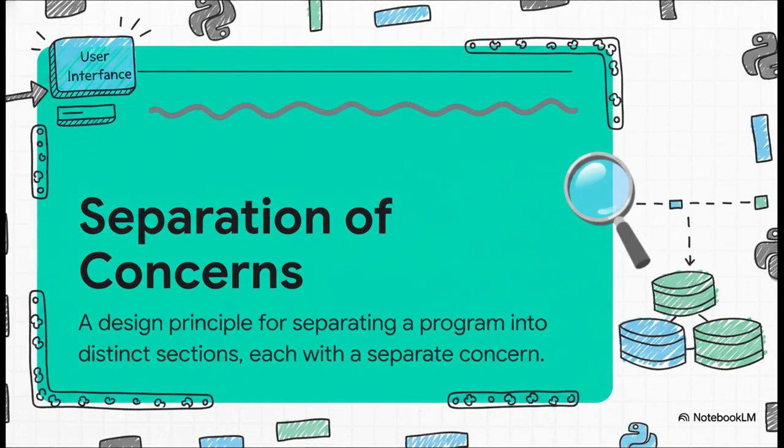Now, this whole approach is based on a core software design principle called separation of concerns. And all that really means is that each part of the program has its own job and minds its own business. The user interface code doesn't need to know how the data is stored, and the storage code doesn't care one bit about how the data is displayed. Each part does one job and does it well. And that makes the entire system so much cleaner and way easier to fix or update down the line.